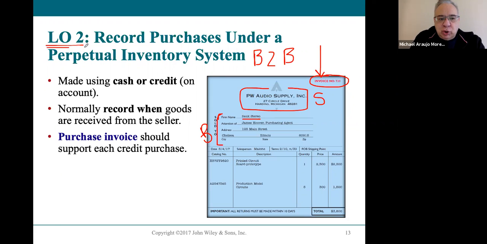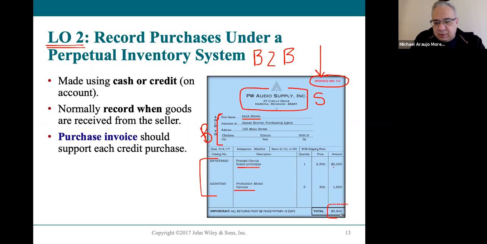Learning objective 2 focuses on how the buyer sees this transaction. Learning objective 3 focuses on how the seller sees the transaction. So just so you know where we're going. But everything is still based on the same invoice. So being able to read this invoice is very important. So what did PW Audio sell to Sock Stereo? Or you can also say, what did Sock Stereo buy from PW Audio? Well, they bought this inventory. They bought a printed circuit board listed here, and they bought 5 circuits listed here.